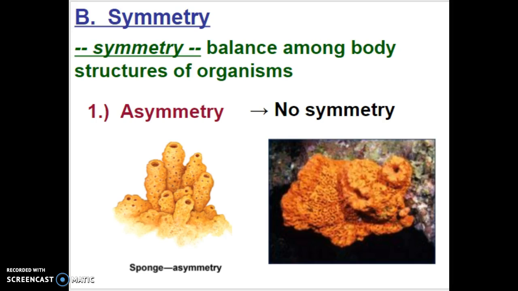Symmetry, in science and in biology, is going to mean balance among structures of organisms. Anything that's symmetrical is balanced. Some animals, in fact just one, have no symmetry whatsoever. There's no balance, there's no order amongst the body plan, and those are the sea sponges. Sponges can grow in any numerous amount of shapes. They are the most simple of all animals, so it would make sense that they wouldn't have much of a body plan as of yet.